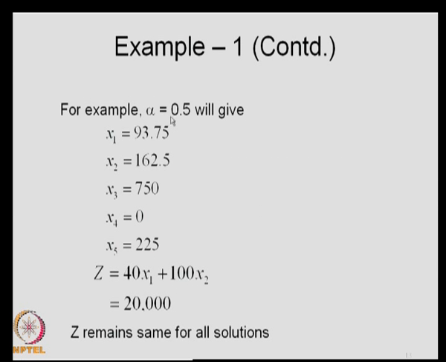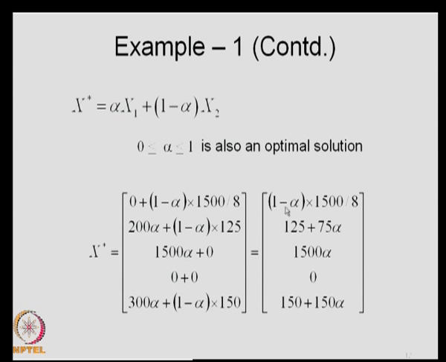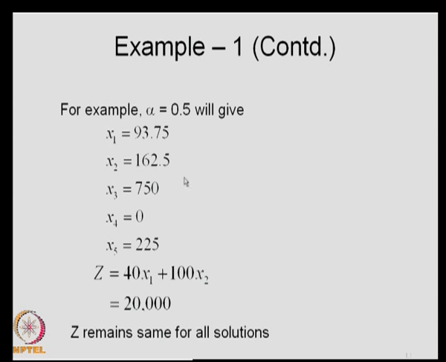Let us say that we put alpha is equal to 0.5 here. If you put alpha is equal to 0.5, you will get a solution like this, x1 is equal to 93.75, x2 is equal to 162.75 and so on. When you put these values in your z expression, you will get z is equal to 20,000 still, which is the same value that you obtained as the optimal solution here. So, corresponding to any of the solutions that you are generating, the objective function value still remains z is equal to 20,000. So, these are called multiple solutions.